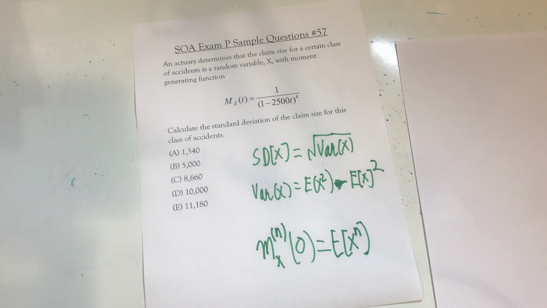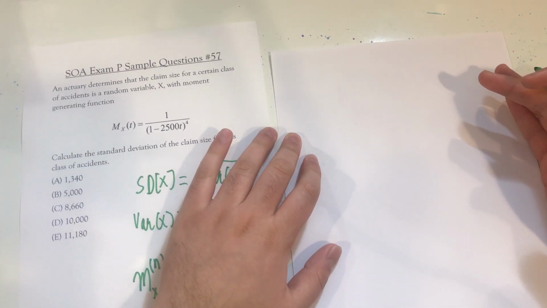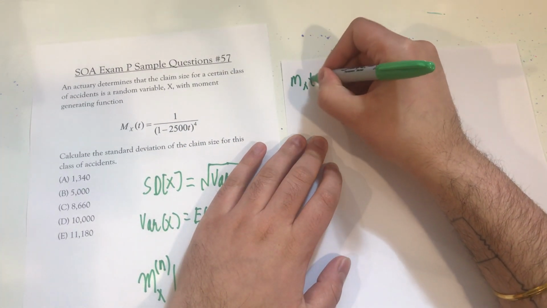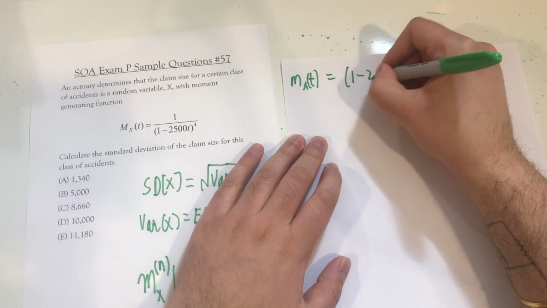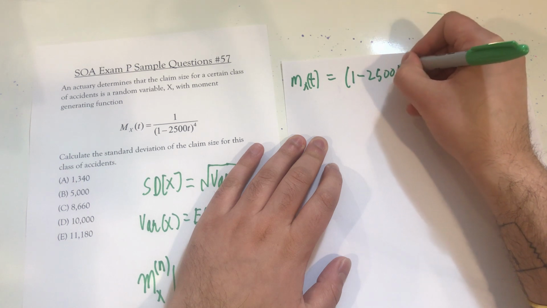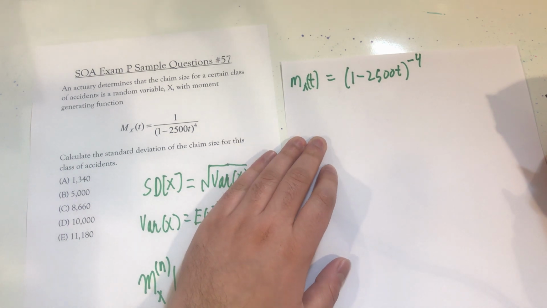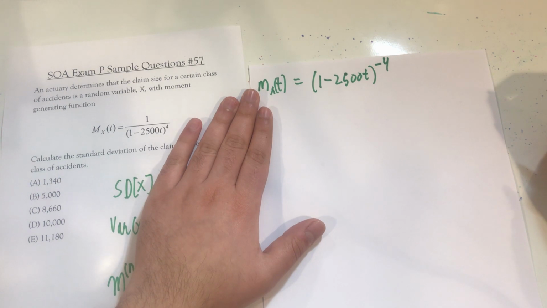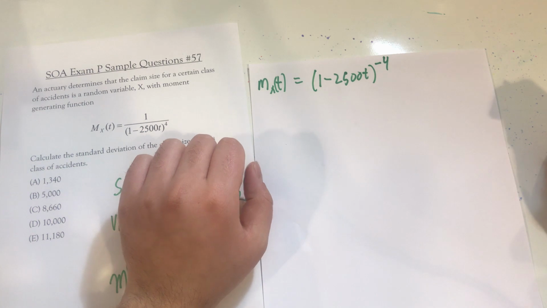So let's go about finding our first and second moments. In order to find our first moment, we take the derivative of our moment generating function. I'm just going to rewrite this as 1 minus 2,500t, raised to the negative fourth. That'll be easier to take the derivative of. Here, it's going to be chain rule, right? So chain rule is the derivative of the inside function multiplied by the derivative of the outside function.